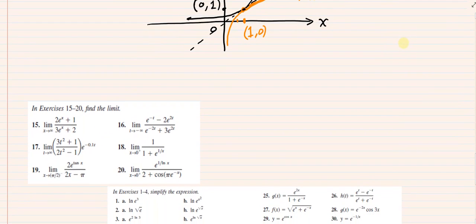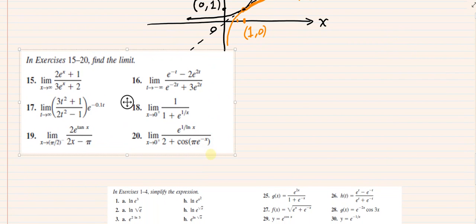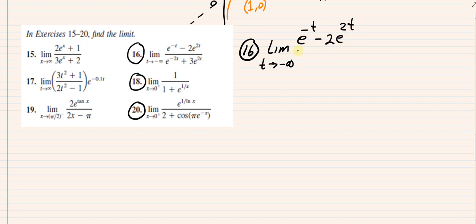Now let's take a look at this next segment. In this next segment, we're going to take a look at numbers 16, 18, 20. That is the limits. Okay, number 16. Let's begin with that one. In number 16, we want to find the limit as t approaches negative infinity of e to negative t minus 2e to the power of 2t divided by e to negative 2t plus 3e to 2t.